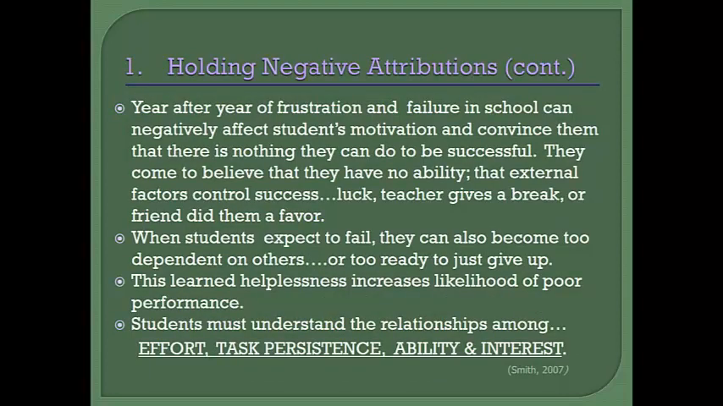1. Holding negative attributions, continued. Year after year of frustration and failure in school can negatively affect students' motivation and convince them that there is nothing they can do to be successful. They come to believe that they have no ability, that external factors control success: luck, a teacher giving them a break, or a friend doing them a favor.